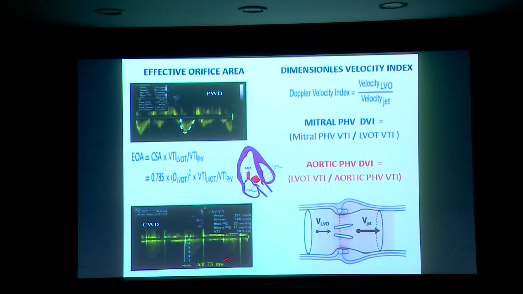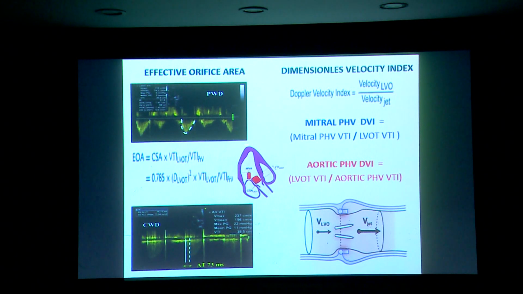For the aortic valve, it can be easily got from this formula. The stroke volume divided by the prosthetic valve VTI will give the EOA. So if you have an aortic valve, you put a continuous Doppler there, trace this, and get a VTI. If you divide the stroke volume by the VTI of the aortic, you get the aortic prosthetic valve EOA. If you do the VTI across the mitral valve, you will get an EOA across the prosthetic mitral valve.